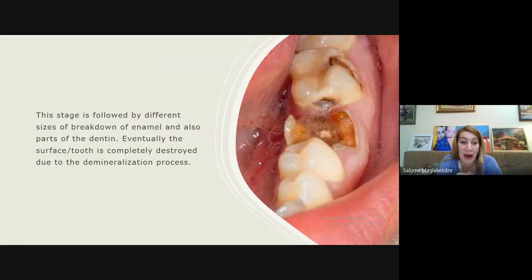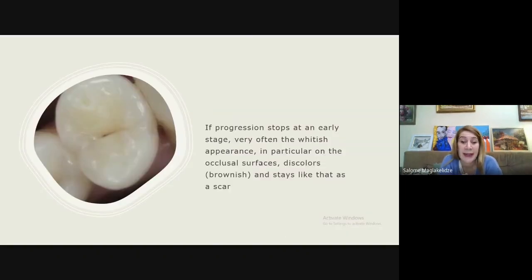This stage is followed by breakdown of the enamel of different sizes, or maybe part of the dentin, and eventually we will have a completely destroyed tooth due to demineralization. Here you can see in the patient's mouth a very small amount of enamel structure and very decayed dentinal structure, with obviously destroyed teeth.